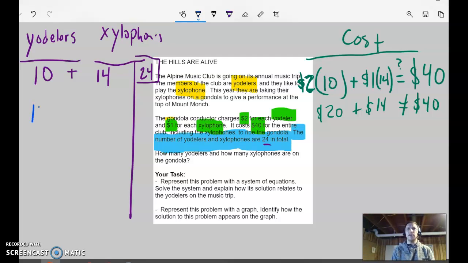So let's try 12 yodelers. Well, if I have 12 yodelers, how do I get to 24? Oh, yep, that's 12 more. Okay, so 12 yodelers, 12 xylophones. Let's do the same idea here, right?